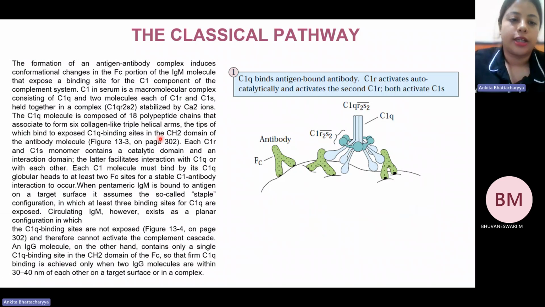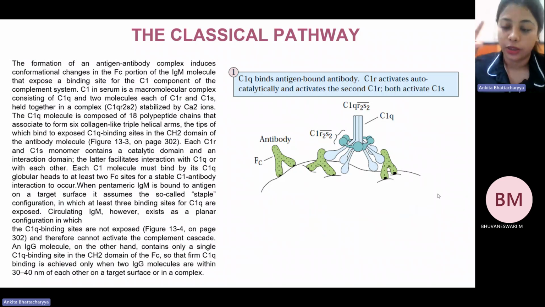just for reference, none of this needs to be remembered, but just in case. The formation of an antigen-antibody complex induces conformational change in the Fc portion of the IgM molecule, exposing a binding site for the C1 component. C1 in serum is a macromolecular complex, like we just discussed, and it is stabilized by calcium ion binding. It is made up of 18 polypeptide chains that form that collagen triple helix molecule that we saw.